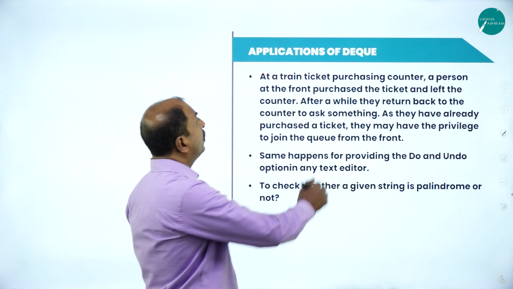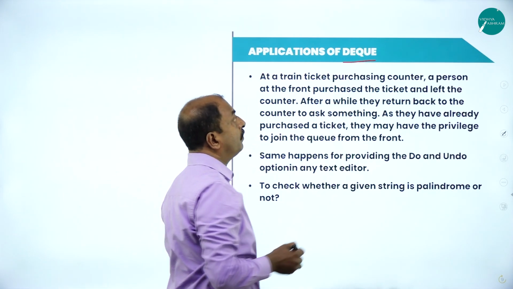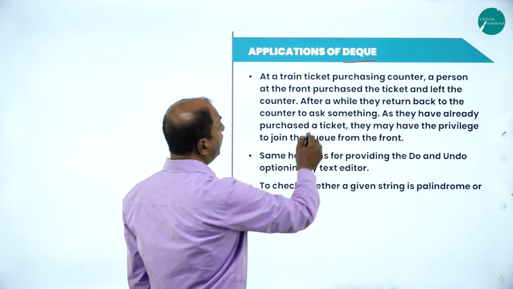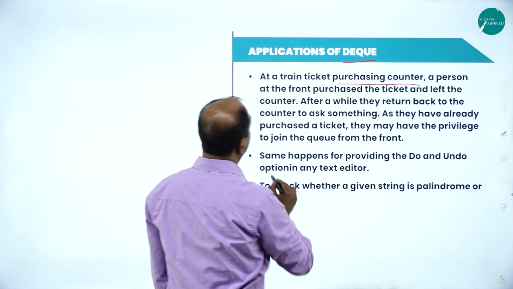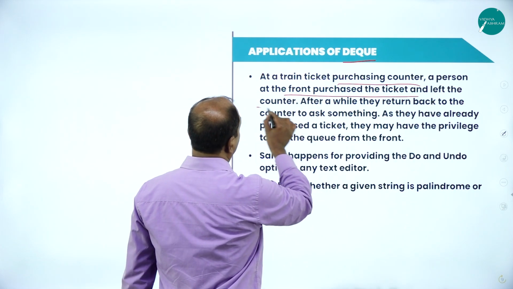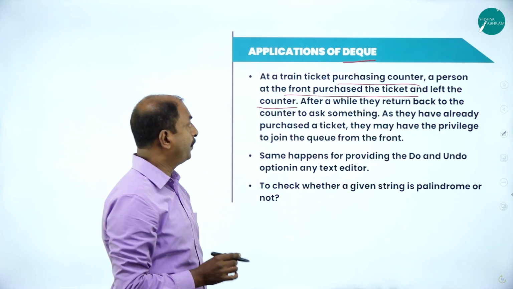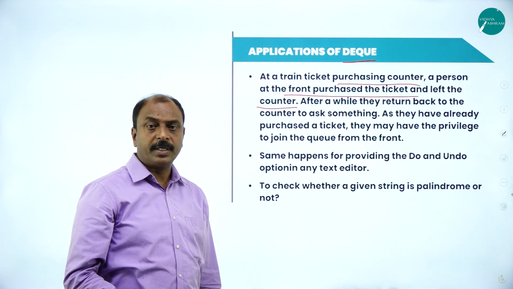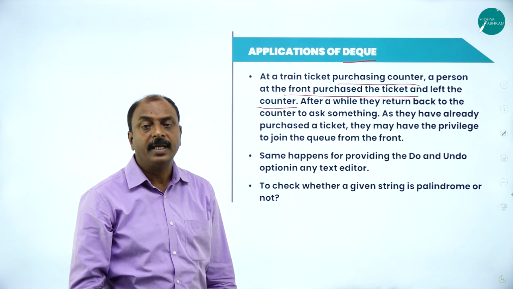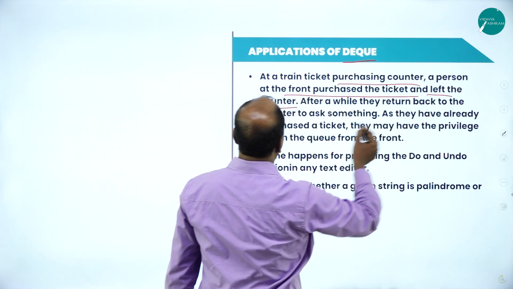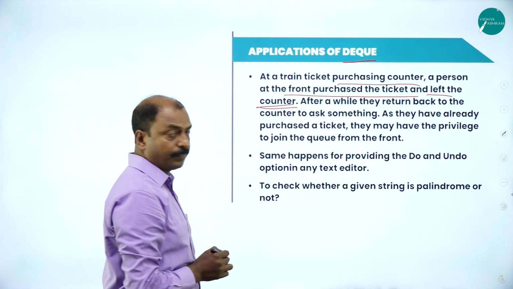Now let us see what are all different applications or examples of DQ. Here, take train ticket purchasing at a counter: a person at the front purchases the ticket and leaves the counter. This is an example of a queue. Whoever is at the counter gets the ticket, and after getting the ticket, he leaves the queue. He leaves the counter.